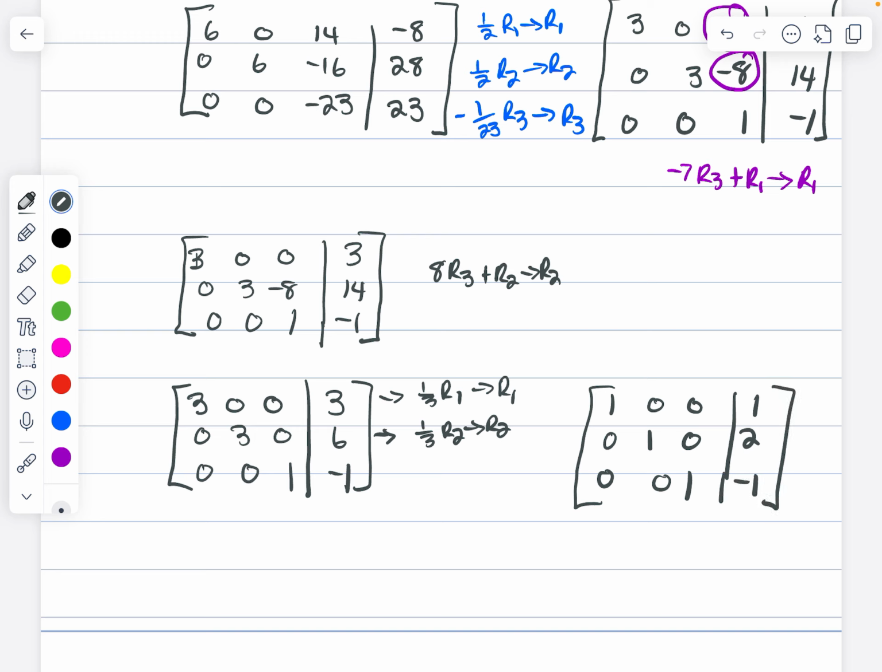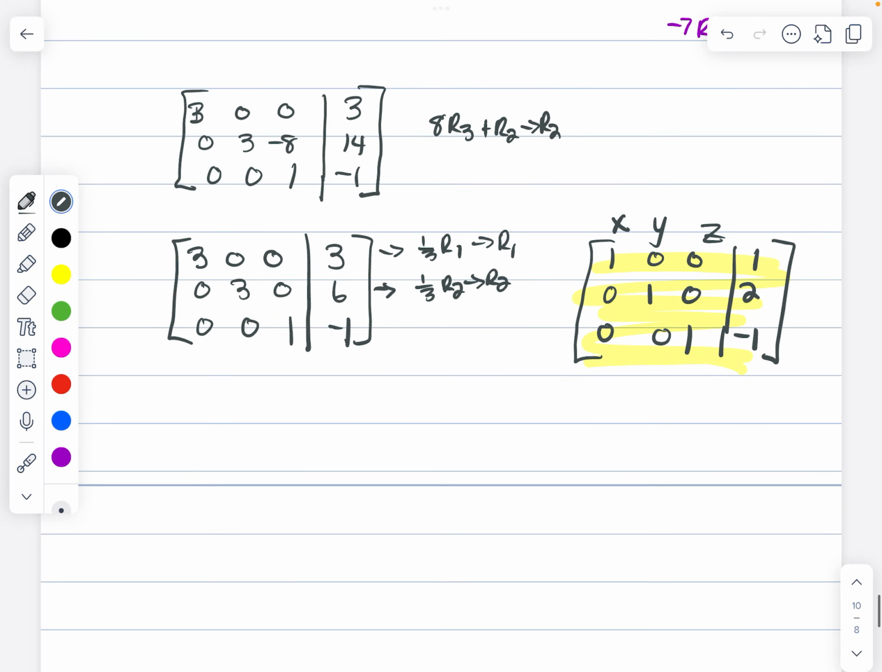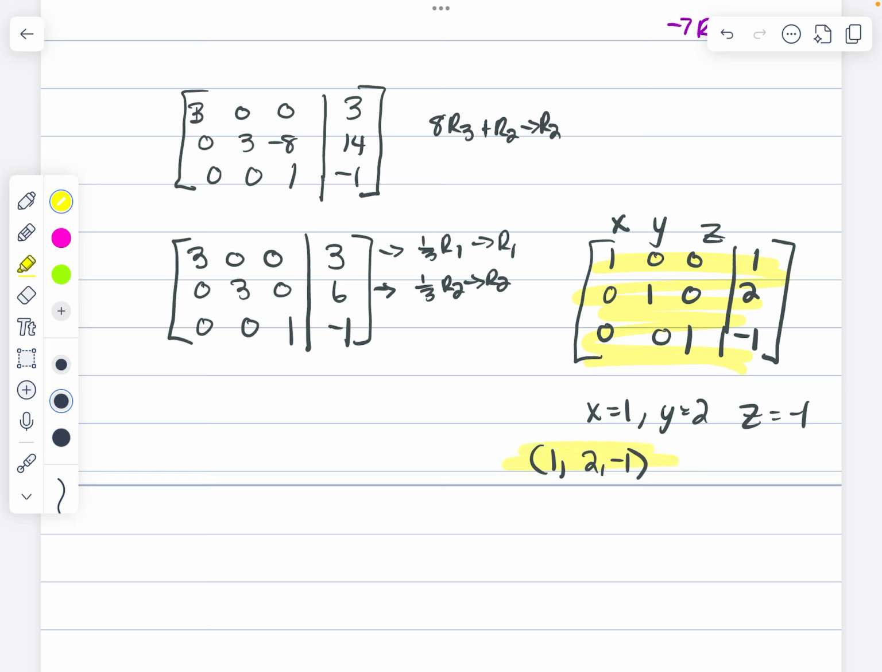And now that we are in this form, we have our X, we have our Y, and we have our Z. So X is 1, Y is 2, Z is negative 1. Those are our solutions. Right here. All right, that is really 2.2.